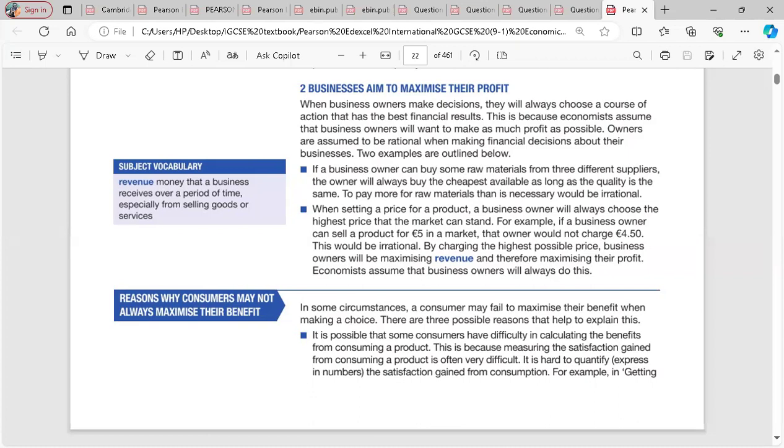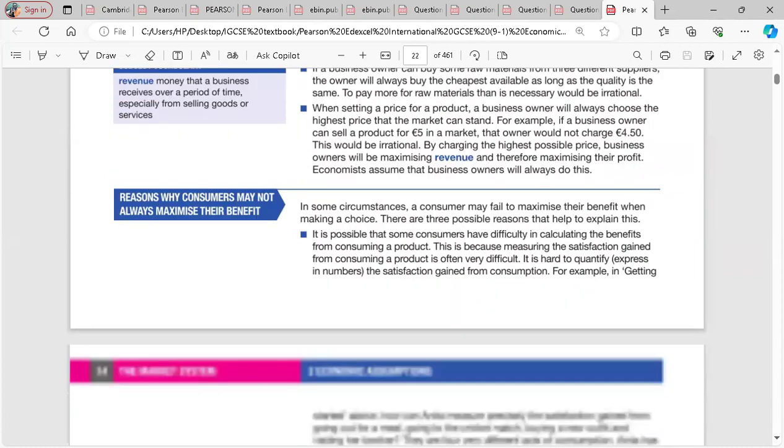Yes. So the rationality of consumers is choosing the cheapest price, buying the best quality. The rationality of producers is choosing the cheapest price in terms of raw materials and selling at the highest price that the market can pay or afford. Is it clear? Yes. So we'll move on.